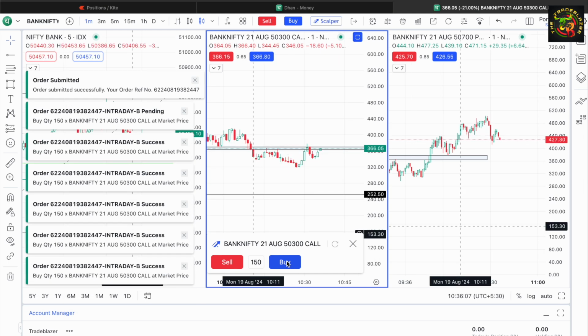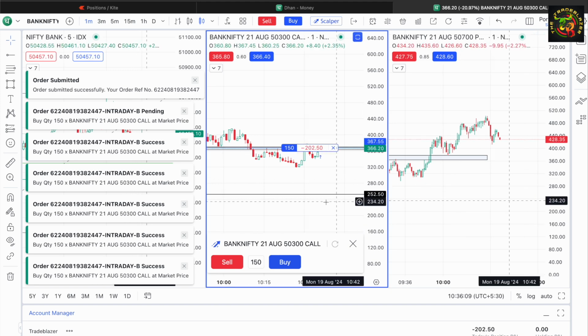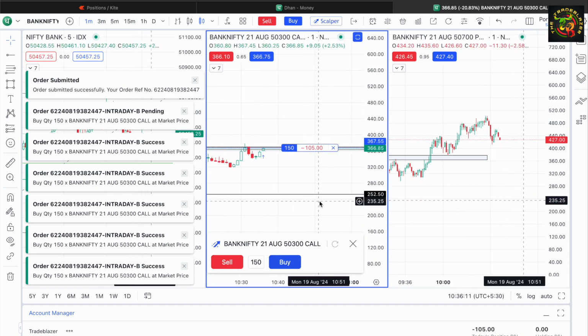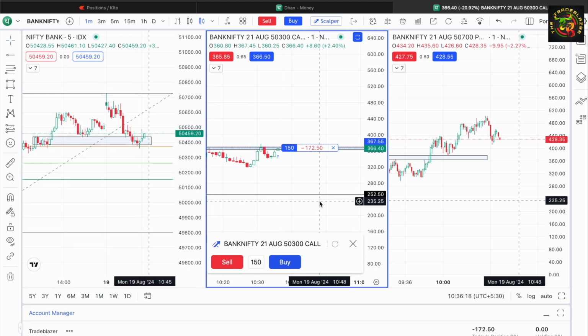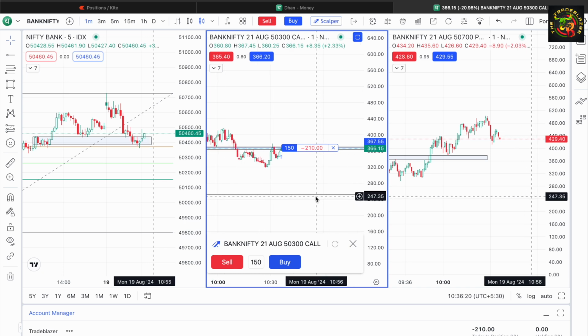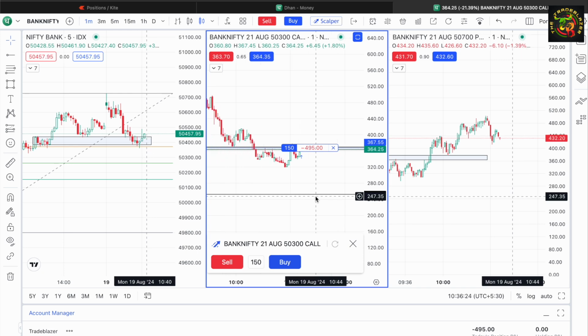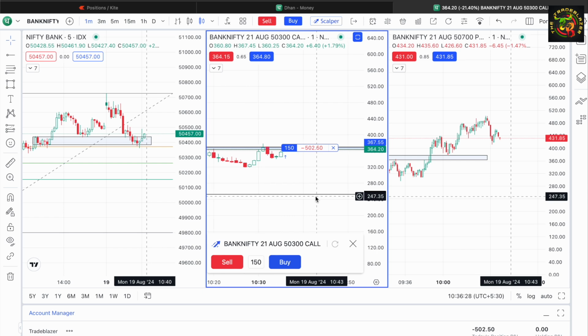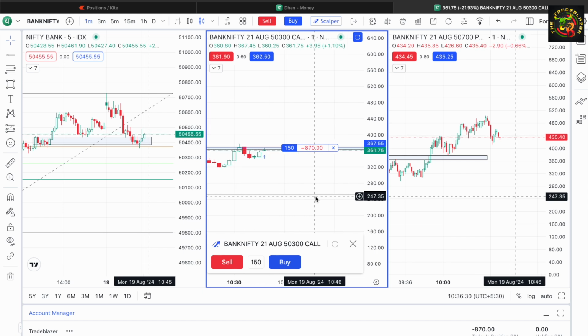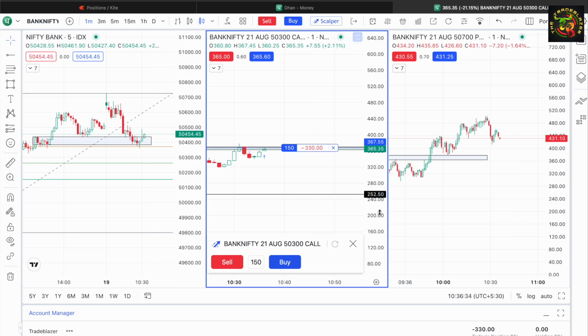I've just bought 150 quantity of the 50,300 call here, based on Bank Nifty taking support and possibly moving further up from here. That was the idea based on which we initiated this trade, since Bank Nifty is taking support at the demand zone and the 38.2% fib level as well. So we'll see how this trade goes on from here.